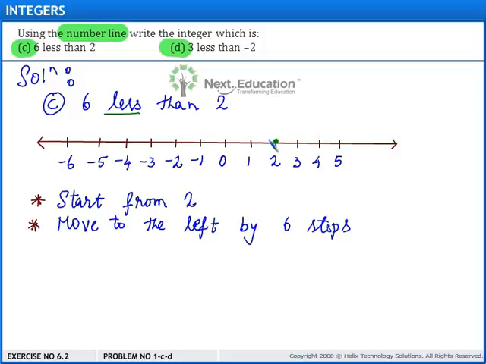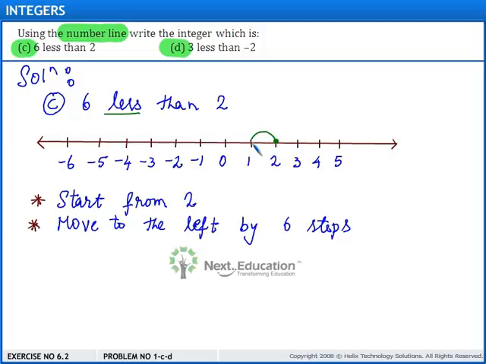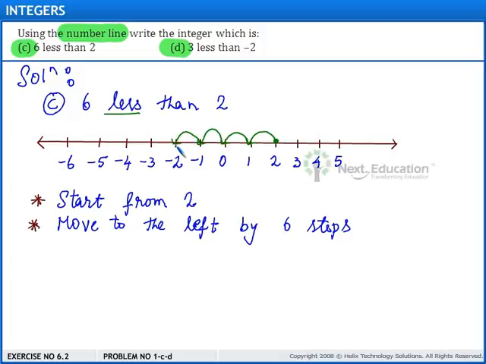Let us move 6 steps to the left from 2. So 1, 2, 3, 4, 5, 6. So we reached minus 4.